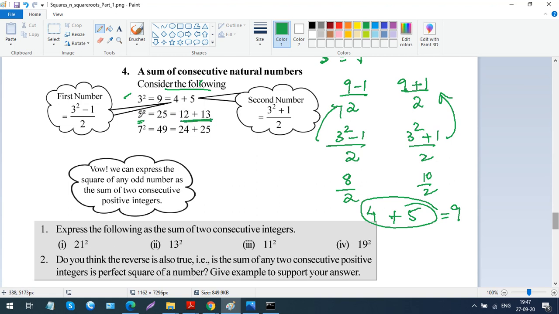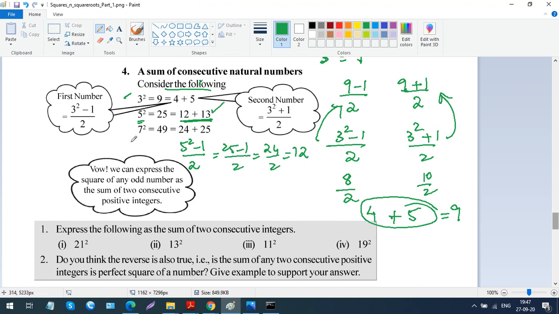I take 5 square minus 1 divided by 2. That is 25 minus 1 divided by 2, which is 24 by 2, which is 12. So it is 12, and the next number you can just write as 13. After 12, it's 13. Understood?